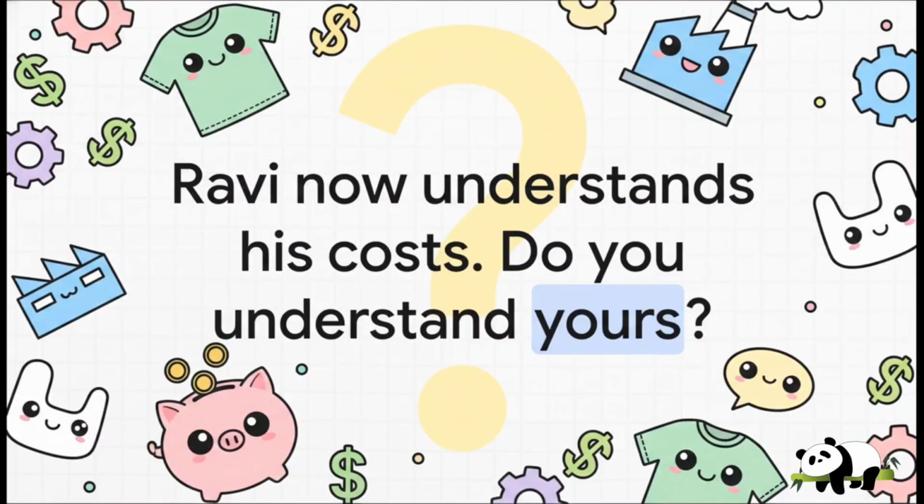So there you have it. We started with a simple t-shirt and we ended up uncovering the entire economic engine that drives a business. Ravi gets it now. He sees the relationship between his choices and his costs. So the final question really is for you. Whether it's a business, a project, or even just a hobby, do you know what it really costs?